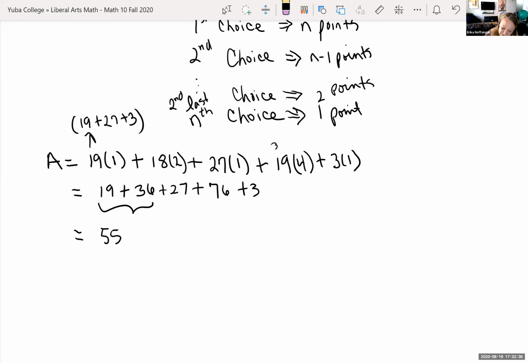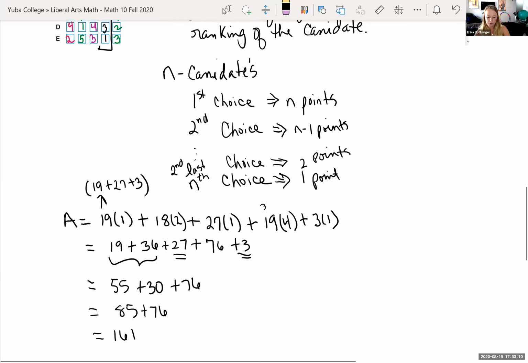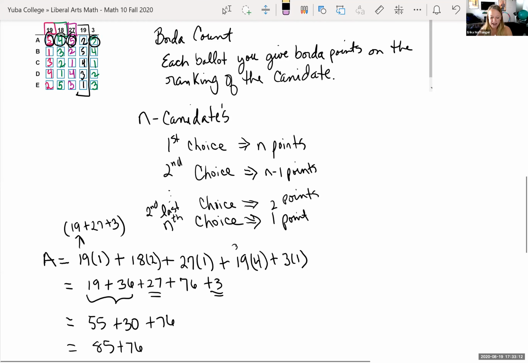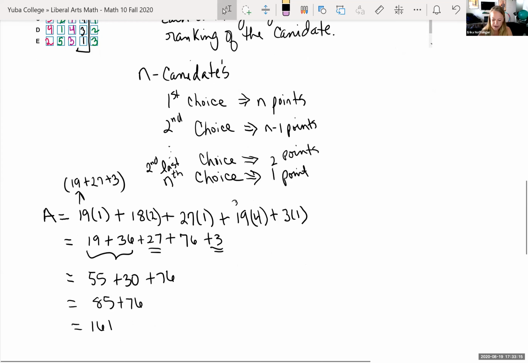How about this? 27 plus 3, just because that makes it easier. That's plus 30, and then plus 76. So this is 85 plus 76, which gives us 161. Okay, and I should have looked at the chat and seen that you guys got that. So their ranking is 161 points for candidate A. And so we have to go down and do that for each separate candidate.